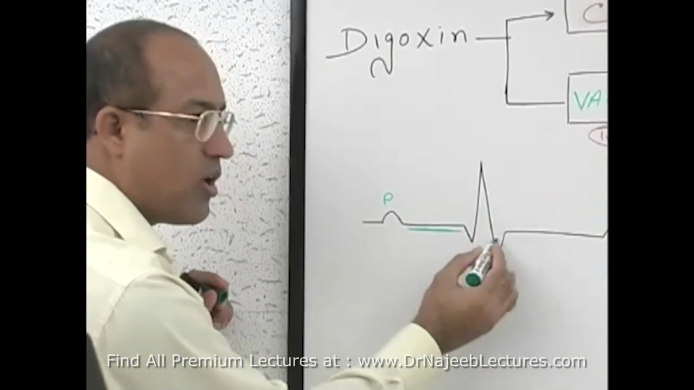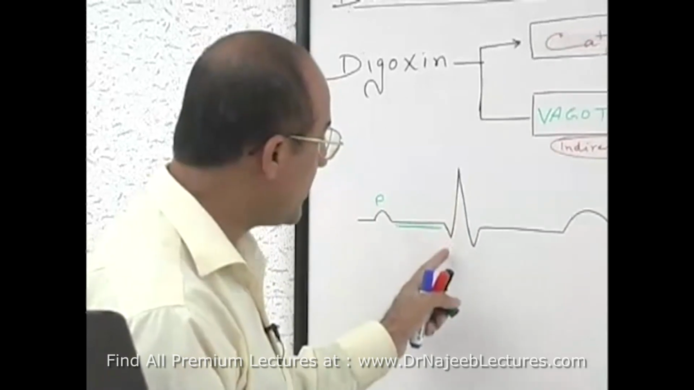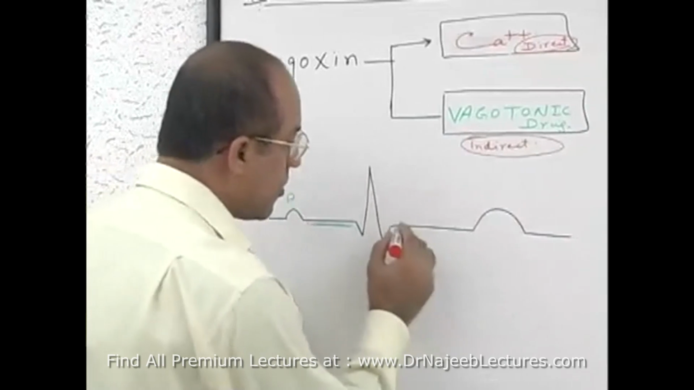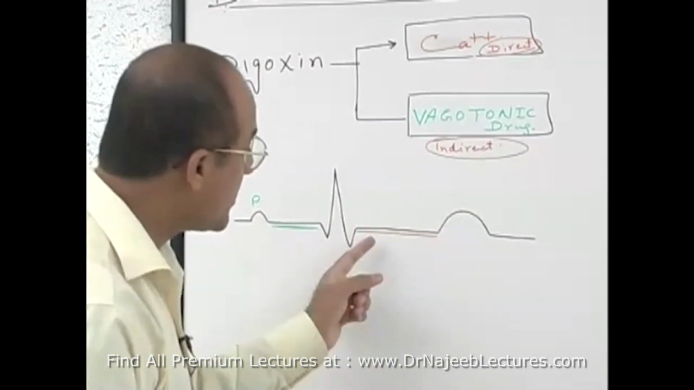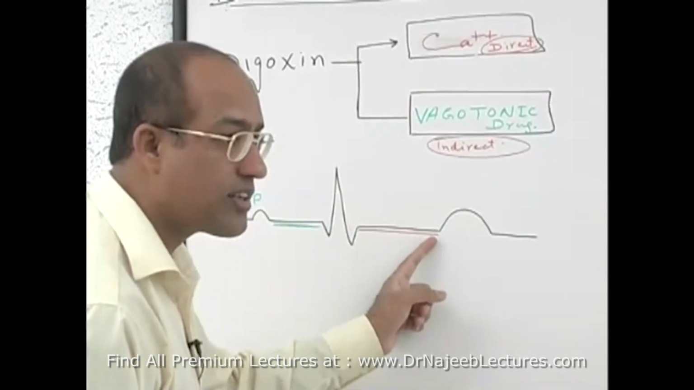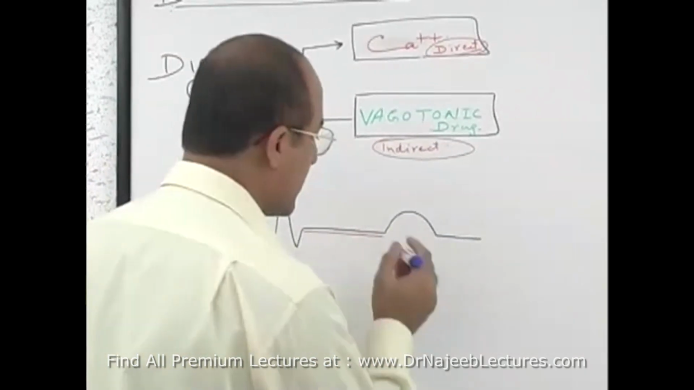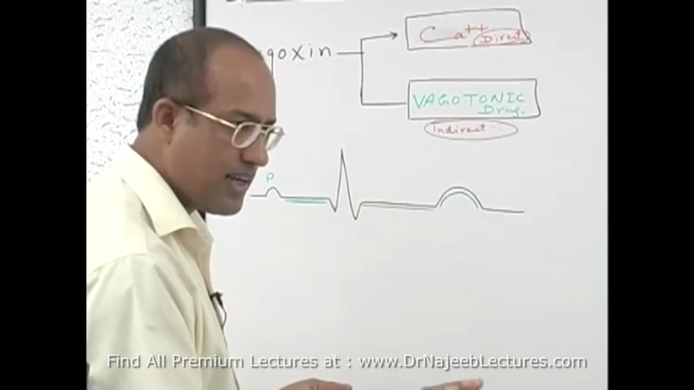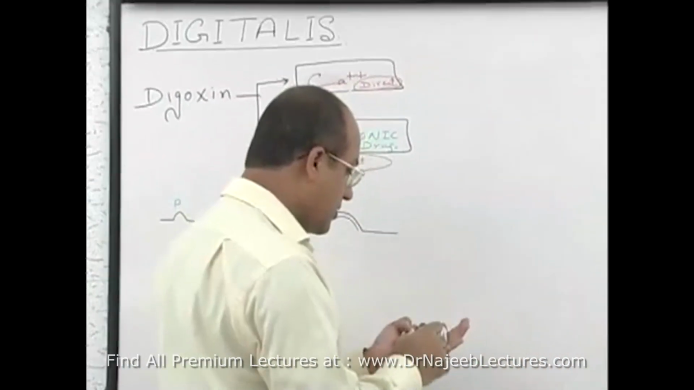QRS complex shows depolarization spread in the ventricle. And the ST segment shows the plateau phase, when all the ventricle is depolarized and no current is flowing. And T wave shows repolarization of ventricle. Am I clear? Now, what is happening to the heart? Let's see on ECG.